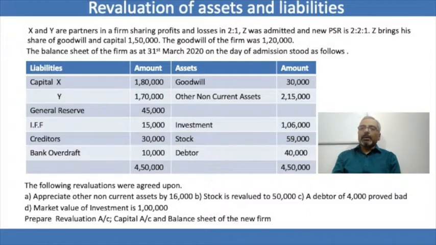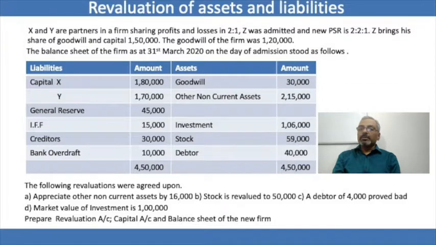X and Y are partners in a firm sharing profits and losses in the ratio of 2:1. Z was admitted and the new profit sharing ratio becomes 2:2:1. So we are given an old ratio and a new ratio. Z brings his share of goodwill and capital of 1,50,000. So he has brought in a capital of 1,50,000 and also the goodwill. The goodwill of the firm was valued at 1,20,000. The balance sheet of the firm on 31st March 2020, the day of admission, is as follows. Here the date of the balance sheet is given as 31st March 2020. That was the date of admission.